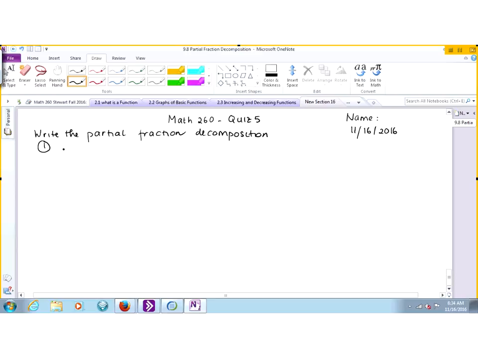So number 1, x squared plus 1 divided by x cubed plus x squared. So what was case 2? Linear repeated, right? And then number 2, where is case 2? x minus 4 divided by 2x minus 5 squared. All right, just these 2 problems.